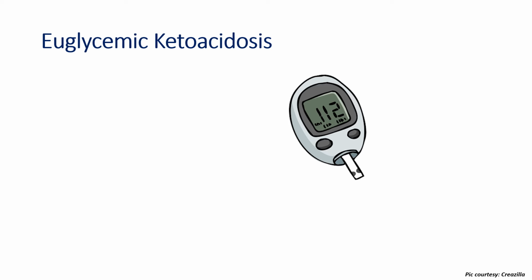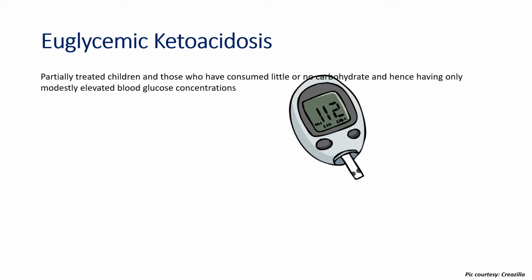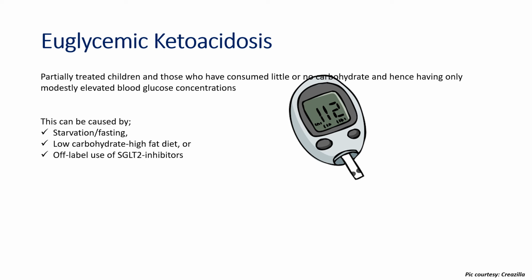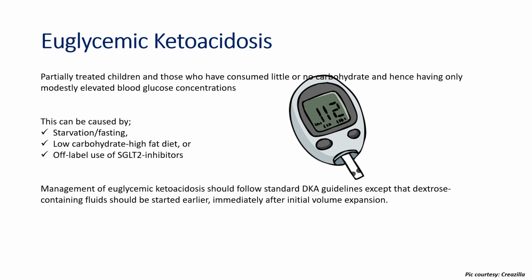Euglycemic ketoacidosis is another terminology which has come up in these guidelines, and it is seen in partially treated children and those who have consumed little or no carbohydrate, and hence have manifestations of modestly elevated blood glucose concentrations only. This is typically found in conditions like starvation or fasting, low carbohydrate, high fat diet, or off-label use of SGLT2 inhibitors. Management of euglycemic ketoacidosis should follow the standard DKA protocol itself, except that the dextrose containing fluid should be started earlier because the blood glucose concentration is obviously not very high. So it should be started immediately after initial volume expansion. So in a way, an example of the same is starvation ketoacidosis.